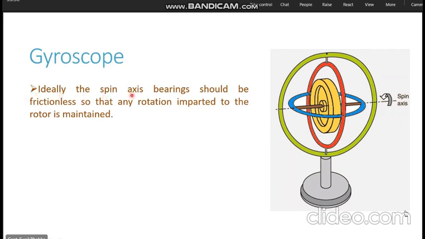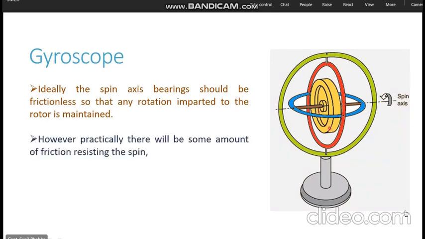Now ideally, these three sets of ball bearings which we have fitted here, one at the ends of the brown rod, the second set at the connection points of the blue and red ring, and the third set at the connection points of the red ring and the green outer member, one on top and one at the bottom, should all be frictionless, so that any rotation which is imparted to the rotor is maintained without any loss.